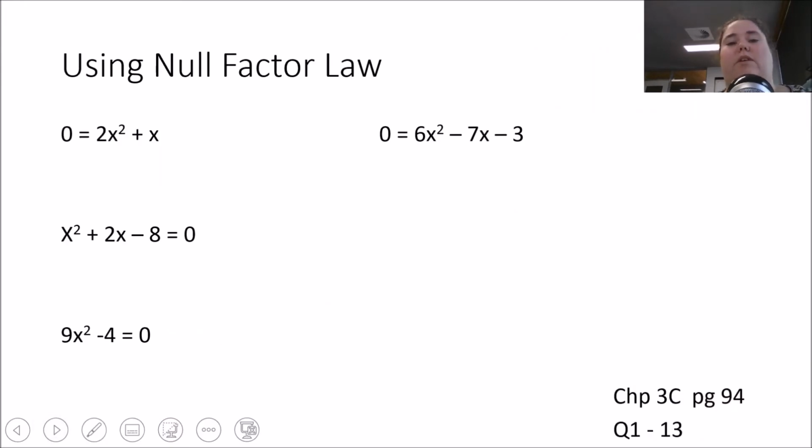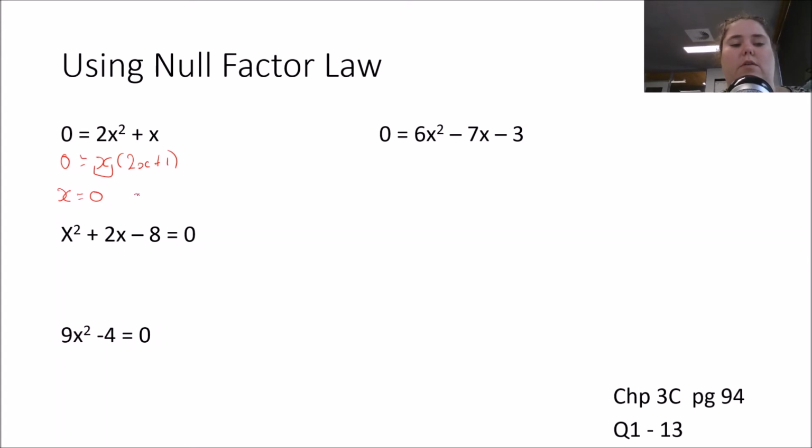Here's some ones we actually have to factorize first. So here, 0 equals 2x squared plus x. Well, we want to factorize him first. So x(2x plus 1). So now that means either x equals 0, because that's one thing multiplied, or 2x plus 1 equals 0. And there's our two answers. Because we have a square, we need two answers. They can either both be 0, both be the same number, but you should be finding two things.